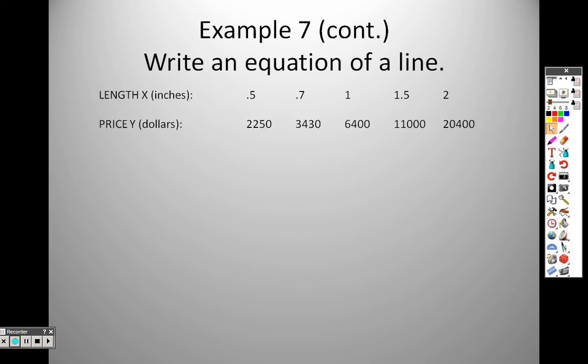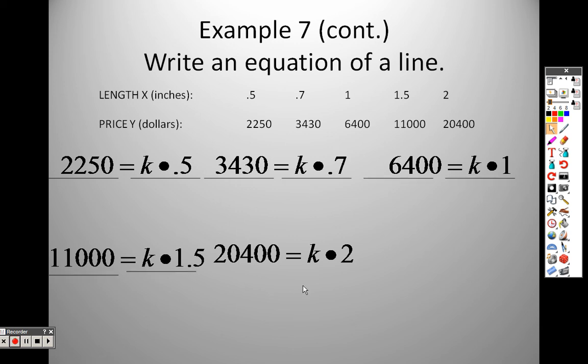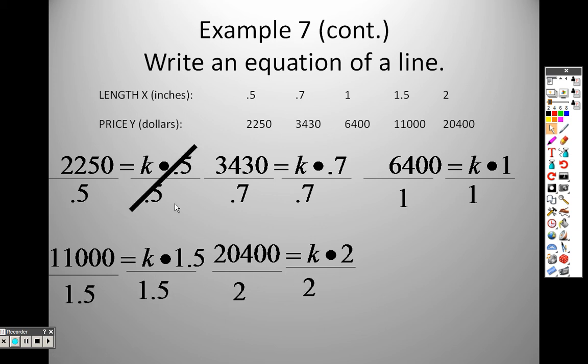So we're given another list here. It's the same thing. I have my y and I have my x, over and over. So to get them all by themselves, I divide each side by 0.5, divide each side by 0.7, divide each side by 1, divide each side by 1.5, divide each side by 2. I'm doing that to get the 0.5s to cancel, the 0.7s to cancel, the 1s to cancel, the 1.5s to cancel, the 2s to cancel.